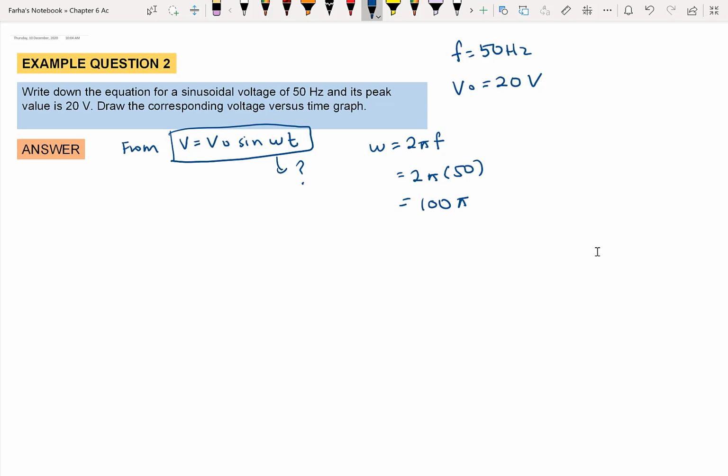Before we can draw the graph, we need to calculate the period. The period equals 1 over frequency. The frequency is 50, so we have 0.02 second. This means every quarter cycle is 0.02 divided by 4, which is 0.005 second. Then we draw the graph.